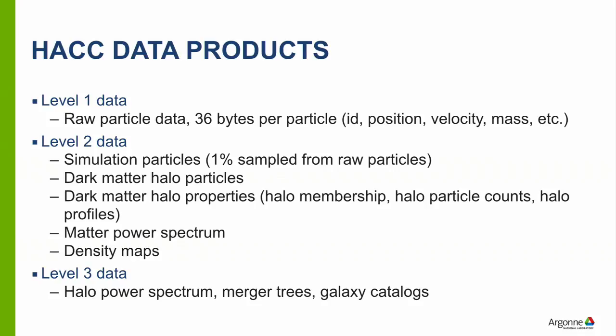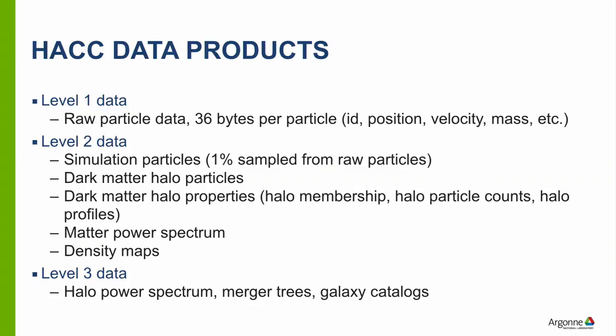From those, we get to level 2 data, where we subsample the raw particles to get a hopefully representative sample of them for analysis that can be done in a lighter weight fashion. From those particles, we can understand something about the clustering of them, which is describing the distribution of dark matter. So we have the particles that reside in those halos, and we have properties of the dark matter halos that are also stored.